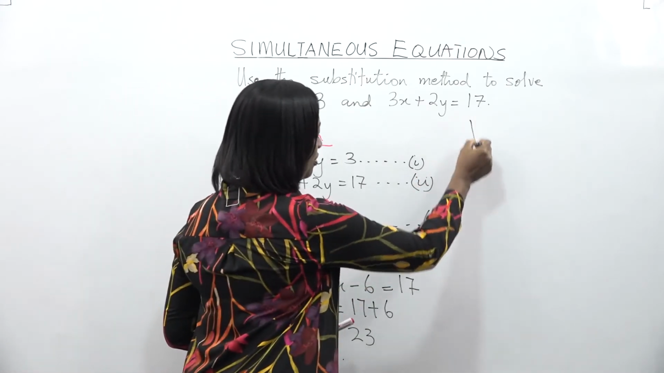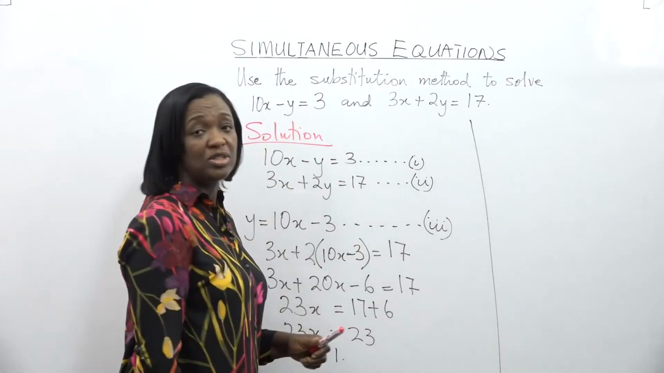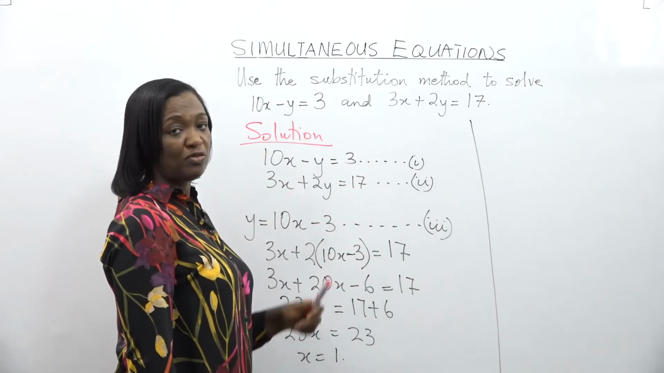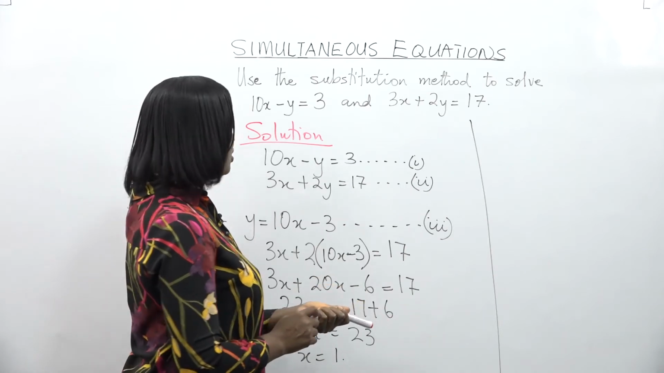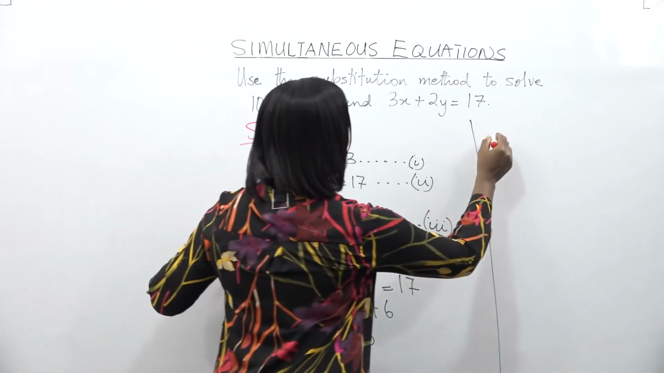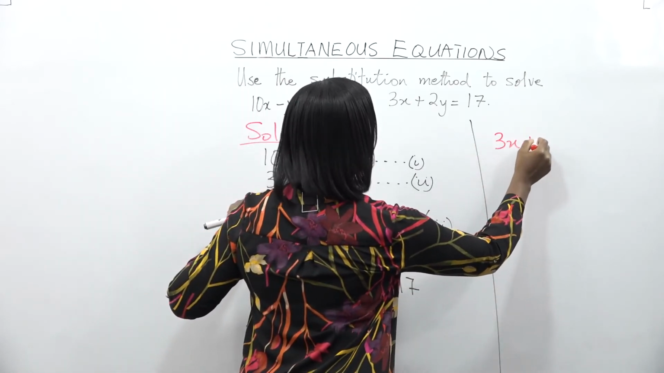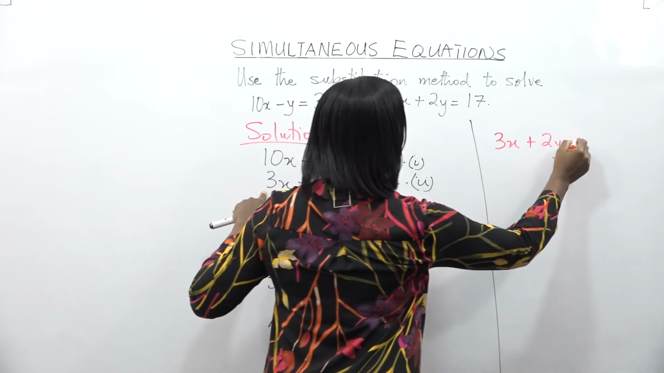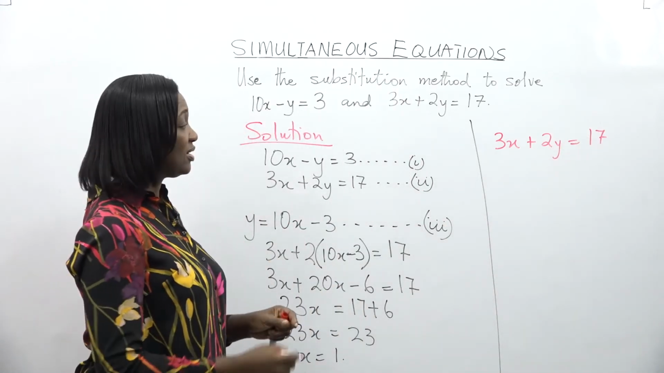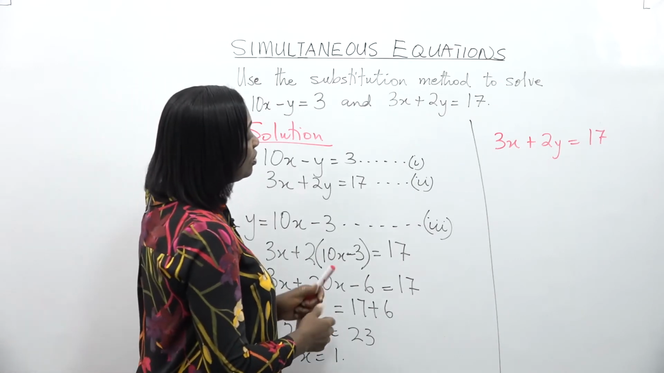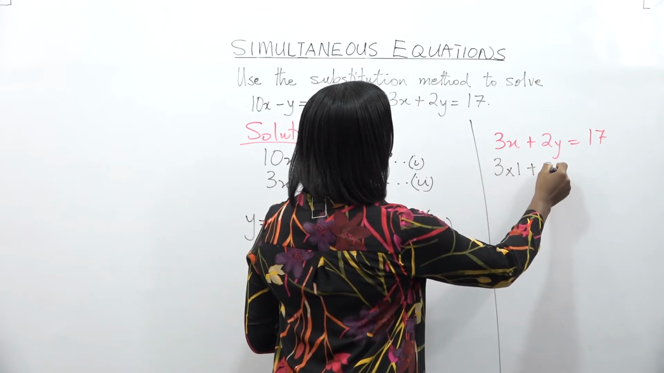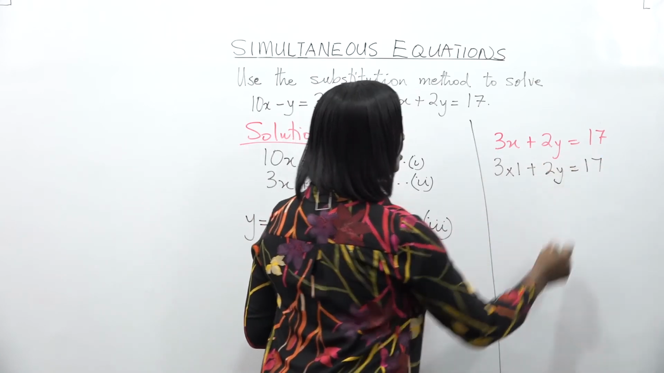The next step is to substitute that value into equation 1 or equation 2 to find the value of y. So let's use equation 2 this time. 3x plus 2y is equal to 17. The value of x is 1. So 3 times 1 plus 2y is equal to 17.